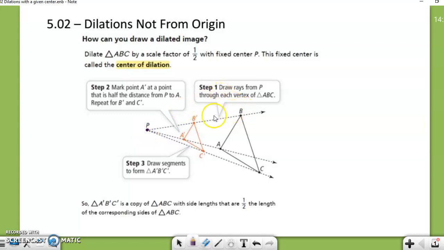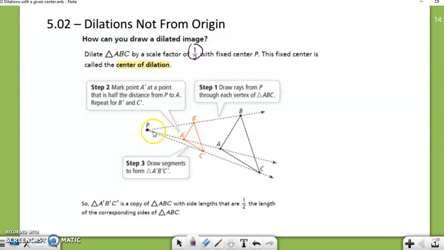Step 1, it says to draw rays from P through each vertex of the corresponding, like B prime corresponds to B. Same thing with A and A prime and C prime. Okay, so now mark point B at a point that is half the distance. So we started by going from P to B, or P to A and P to C. Then you measure the distance from P to B. And since we're going to only go half that distance, use your scale factor, multiply that distance by half, and then measure from P and plot a point for B prime that is that distance away.